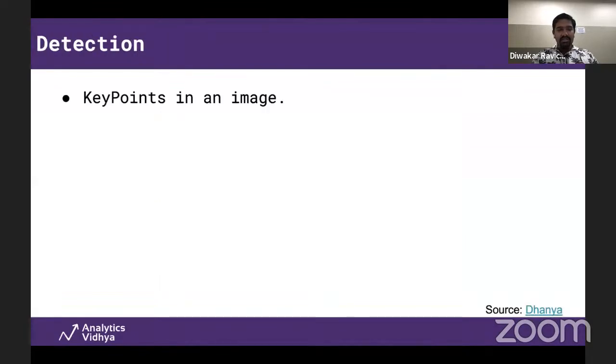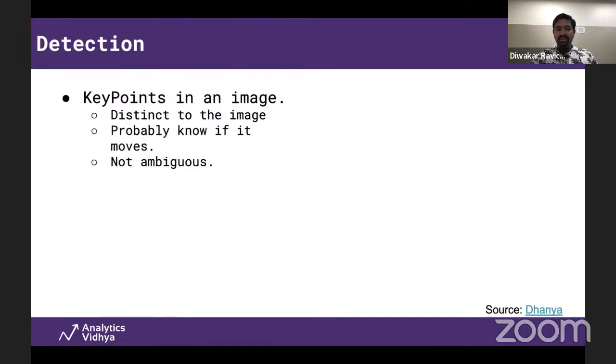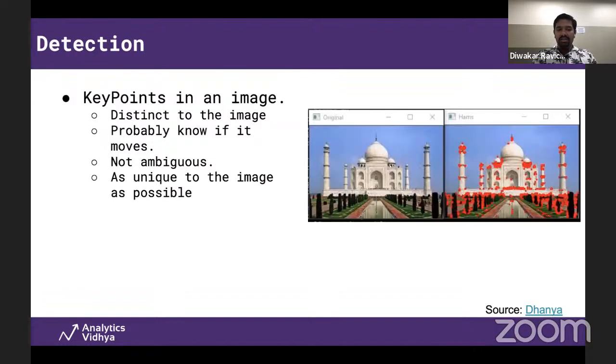So when it comes to this, what are key points in an image? The key points in an image are distinct to the image. Probably if it moves, it is not ambiguous, and it is as unique to the image as possible. Yeah. So for example, if you have, say, this image of the Taj Mahal in India, in this image there are multiple key points.